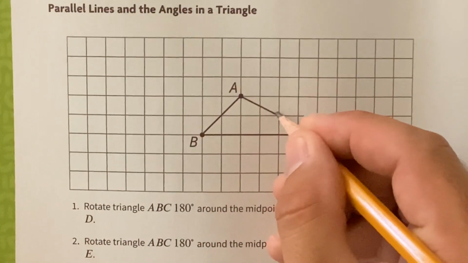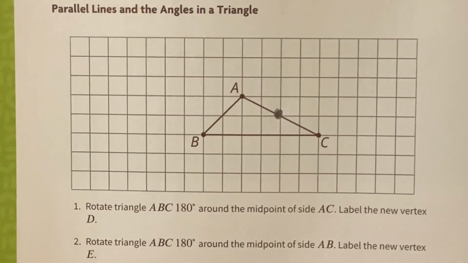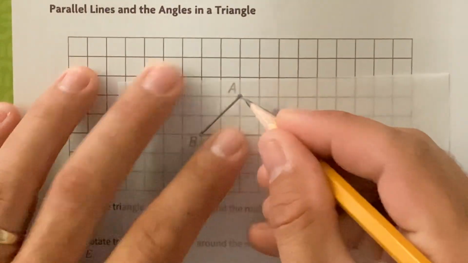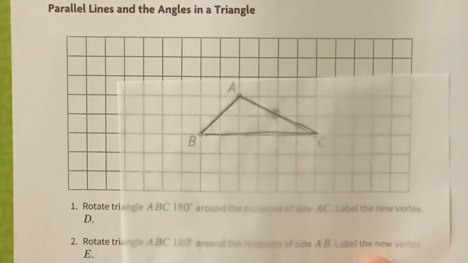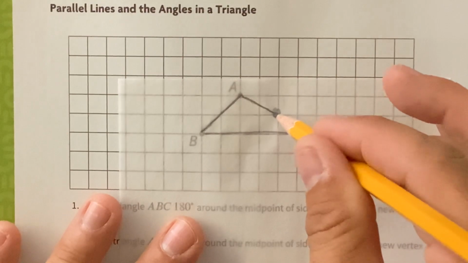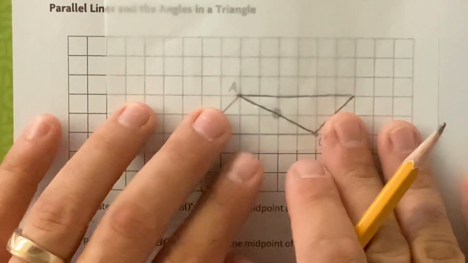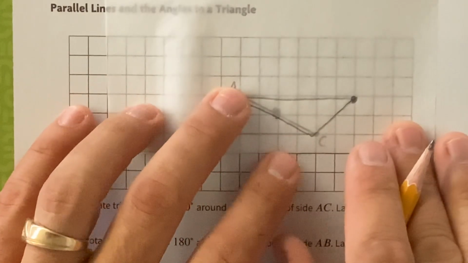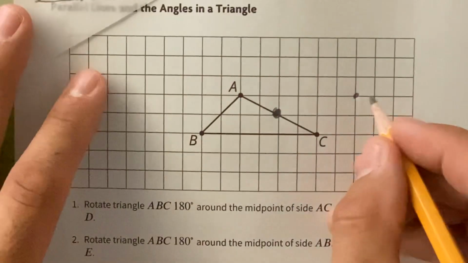So midpoint of AC. So put a dot there, and we are going to rotate around that. And the new vertex is going to be labeled D. So pivot point, bless you. And this is where my new point will be. And it says to label it D.